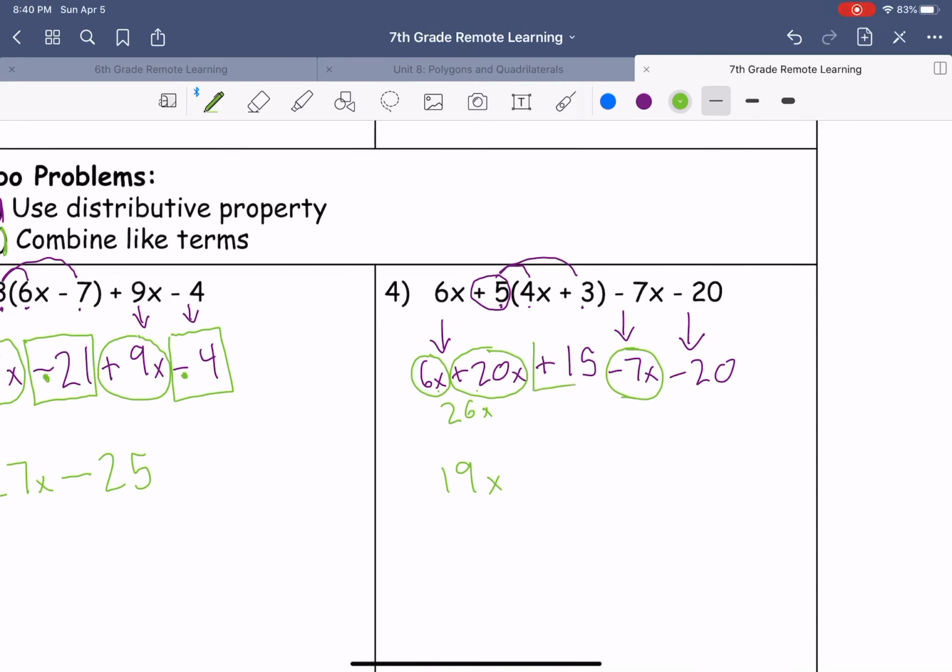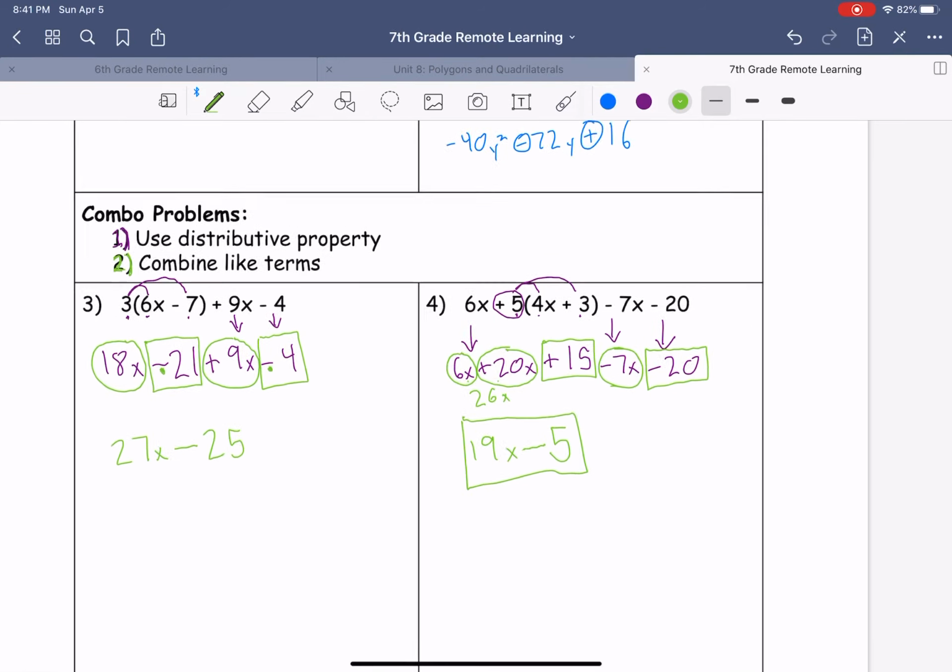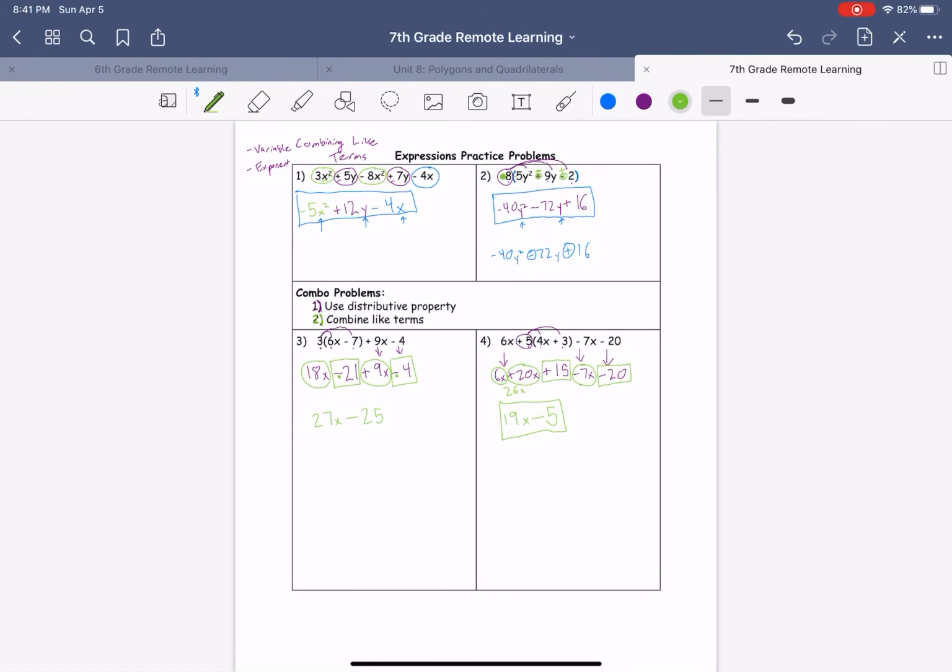And then I have plus 15, or positive 15 in this case, since it's the first number, minus 20. So 15 minus 20 is negative 5. So that negative will turn into a minus 5. 19x minus 5. And I am done. Okay, so now you're going to do some problems for practice on your own.